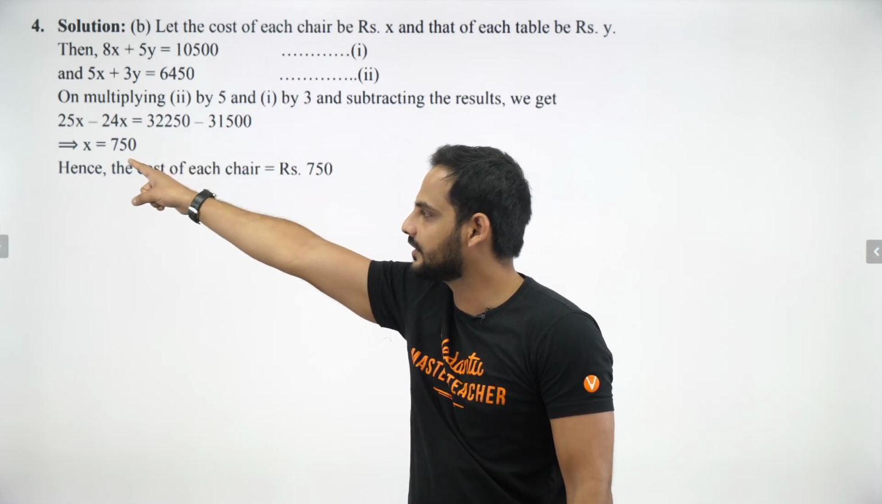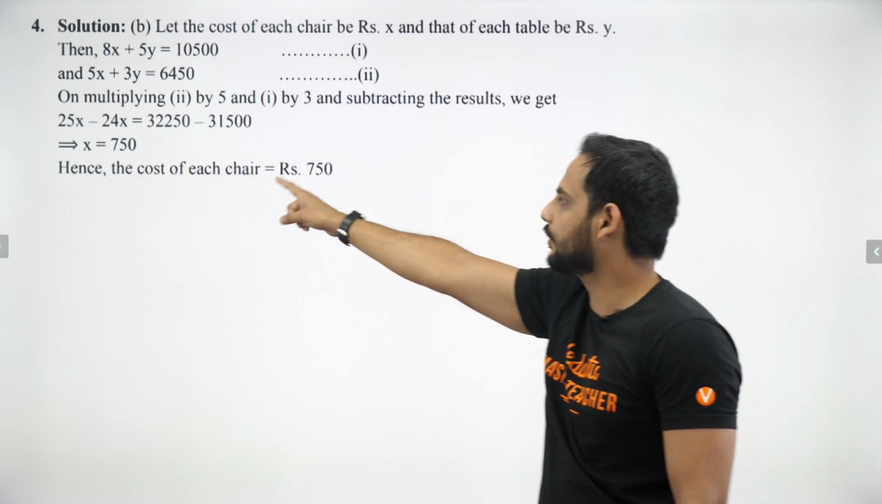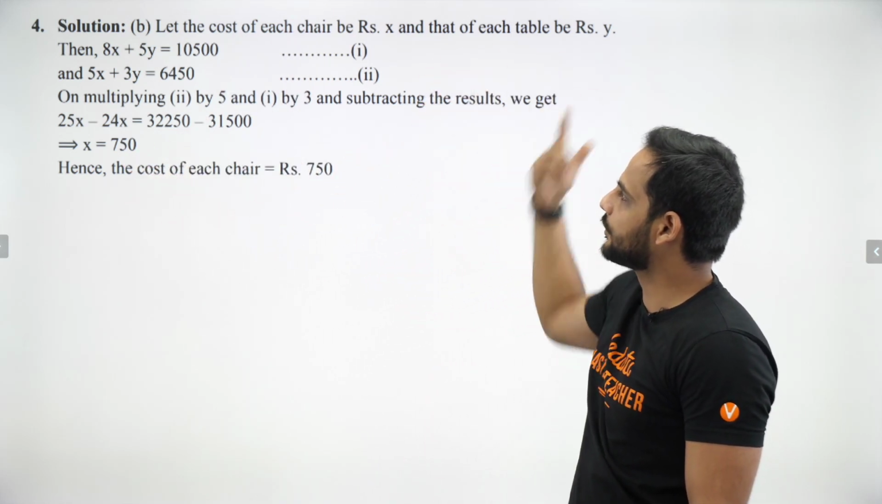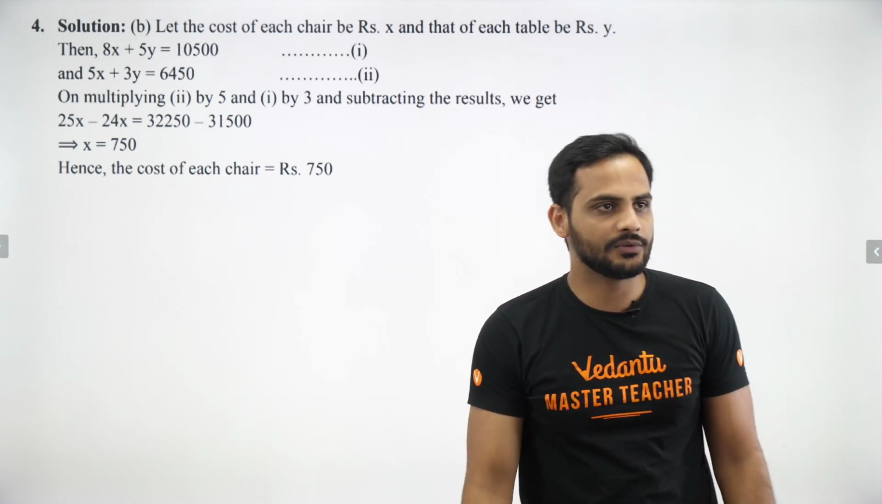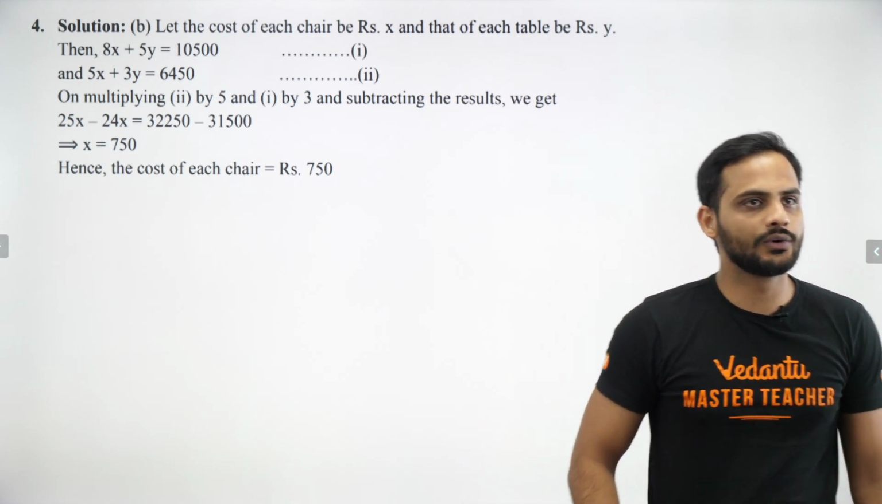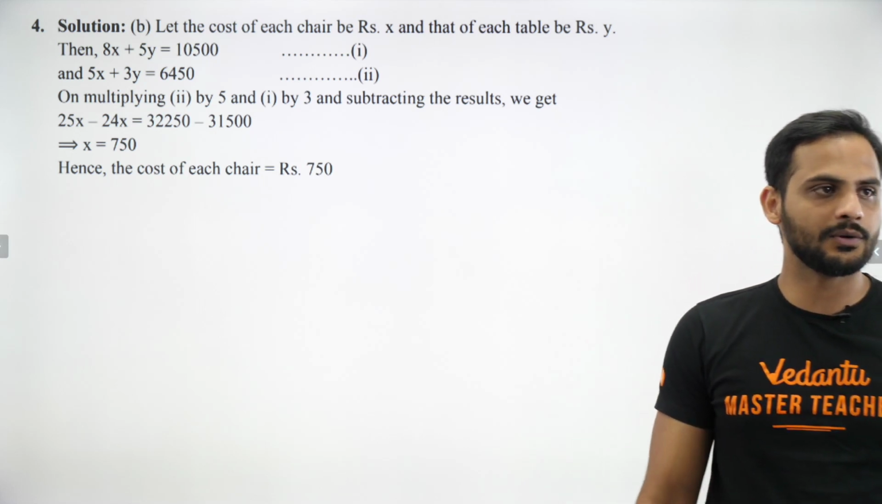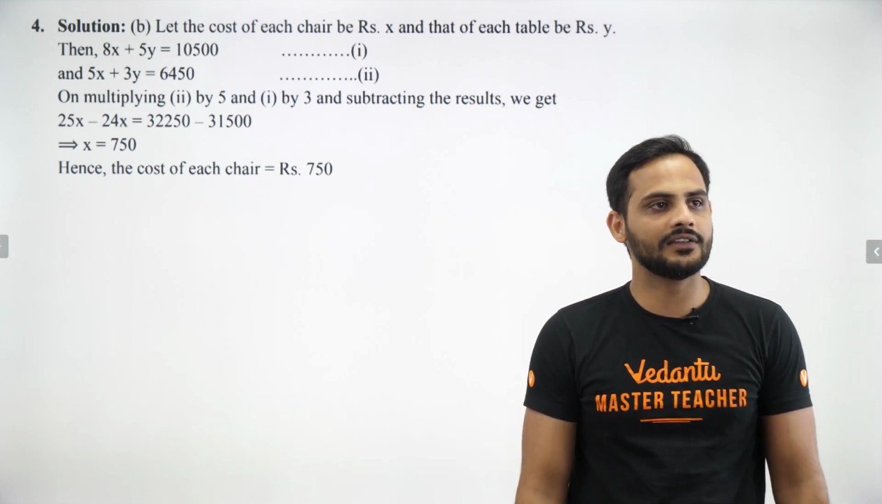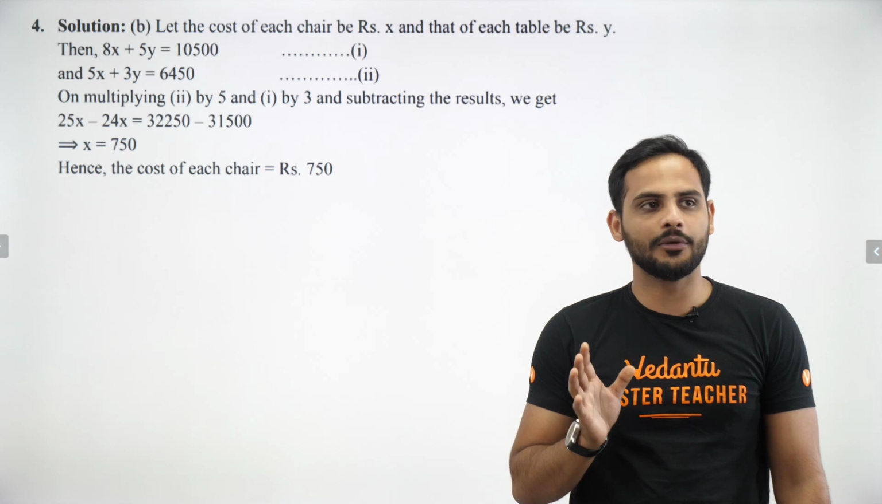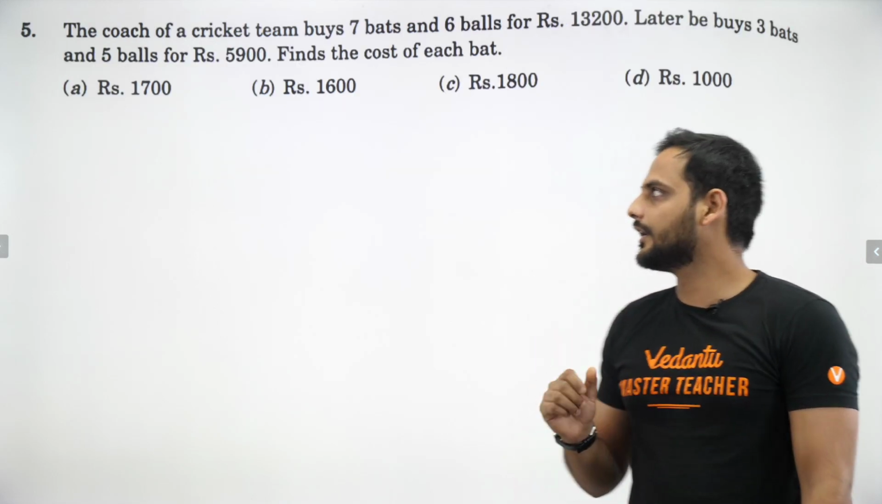You will be getting x is equal to 750. So we will say cost of each chair will be equal to 750. Got it? It is a question of linear equation in two variables. All of you can do it very easily. Okay, keep checking your question answers quickly. How many answers have you done? Keep checking your answers. How many answers have you got correct? Okay. Let's move to the next question.